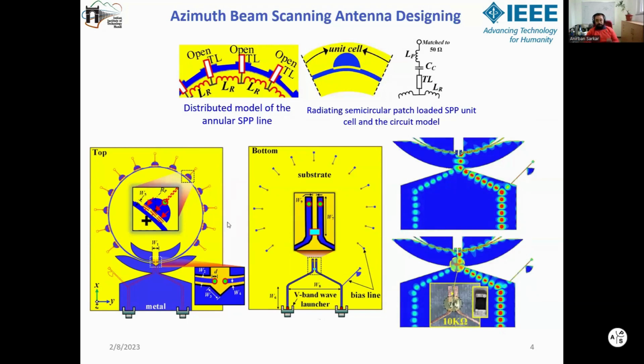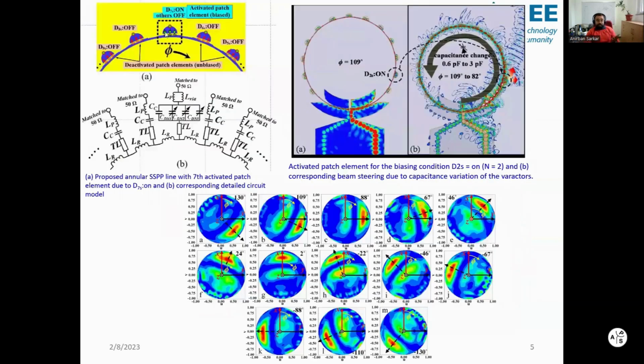Depending upon the capacitance changes with the varactor diode, the electric field orientation or concentration is changed throughout the transmission line, which causes the radiation in a particular direction. If you can see for this case, suppose if the D7 diode is turned on, the entire beam will be tilted in that direction. For this case, the second diode position has been turned on, so the entire beam has been tilted in this direction. In such a way, you can have entire azimuth plane beam coverage from this kind of structure.